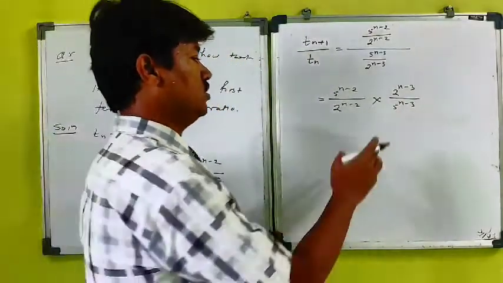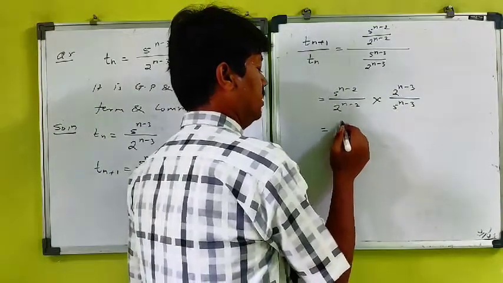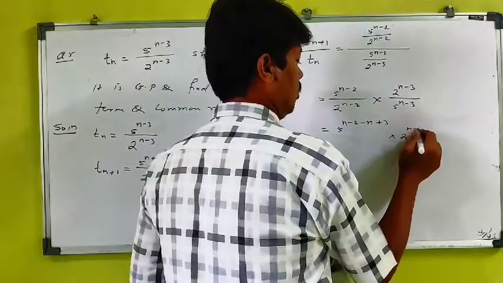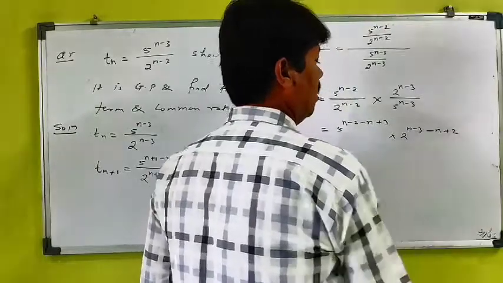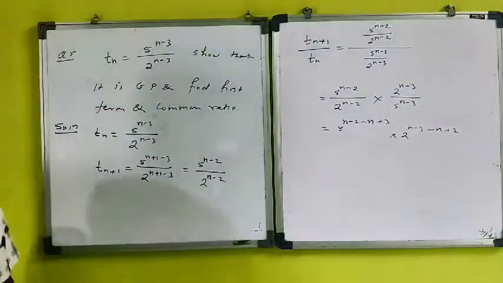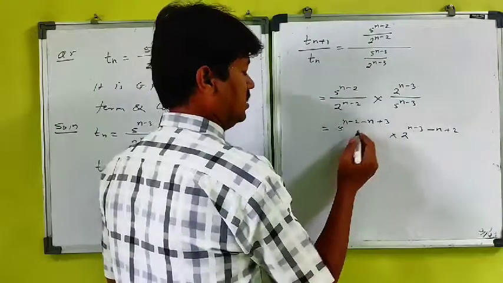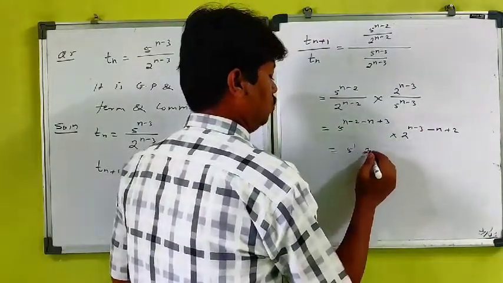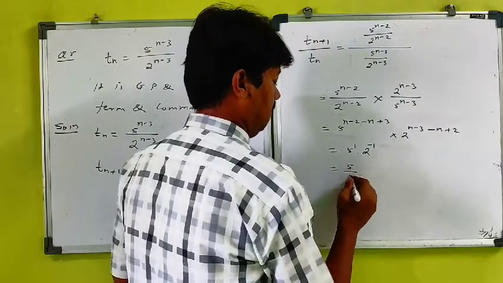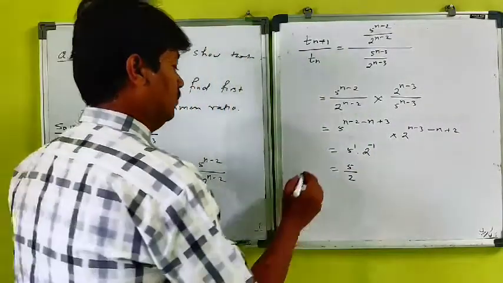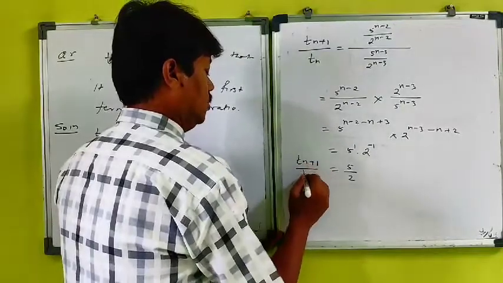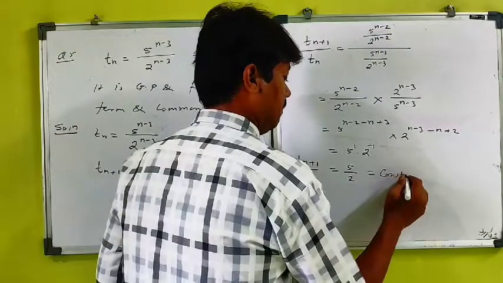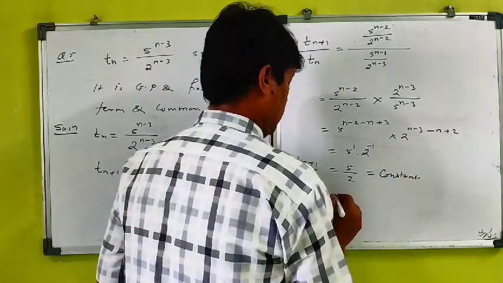So here, 5 raised to n minus 2 minus n plus 3, into 2 raised to n minus 3 minus n plus 2, that goes up. So this n gets cancelled, so it is 5 raised to plus 1, and here it is into 2 raised to minus 1. So it is clearly Tn plus 1 upon Tn, which will be 5 by 2, a constant.